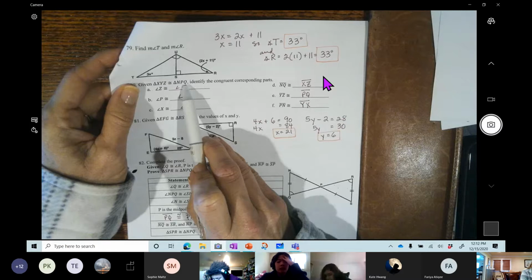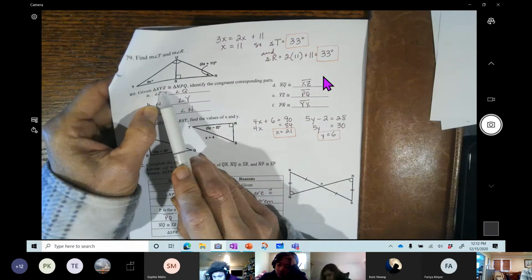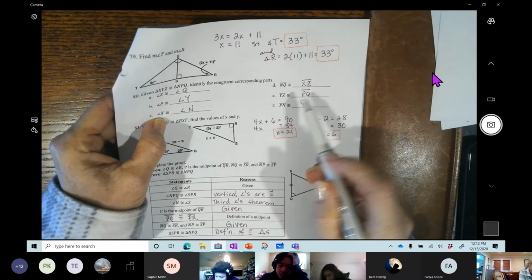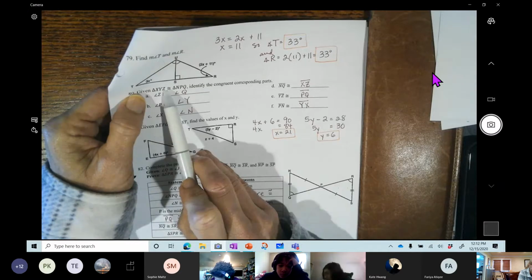For P, see how it's in the middle? That corresponds to angle Y. Y is in the middle. Angle X is the first one in the row, the first one in order. Therefore, it corresponds to angle N because N is the first one. You could do the same thing with segments here. So NQ is like the first and the last here, which means it's going to correspond to the first and the last in the other triangle, XZ.